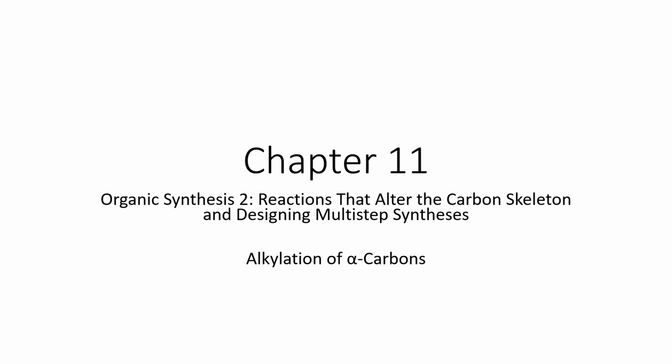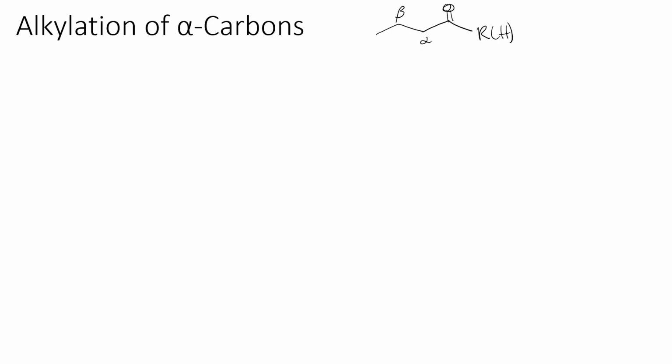In this section of Chapter 11, we're going to be talking about the alkylation of the alpha carbon. Remember, the alpha carbon is adjacent to the carbonyl, so that becomes our alpha position. If we have groups on either side of the carbonyl, we would have two alpha positions. If we have an aldehyde, we would only have one alpha position.